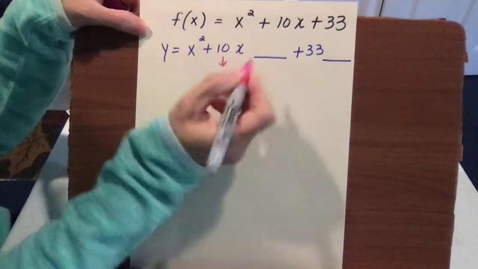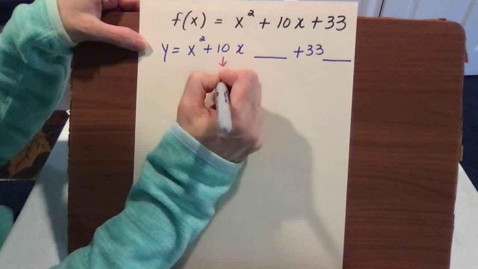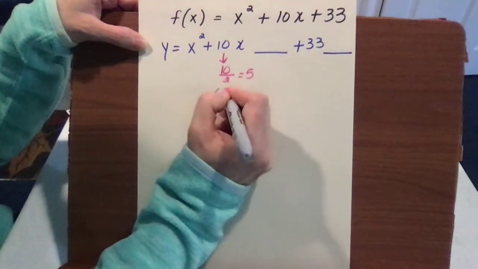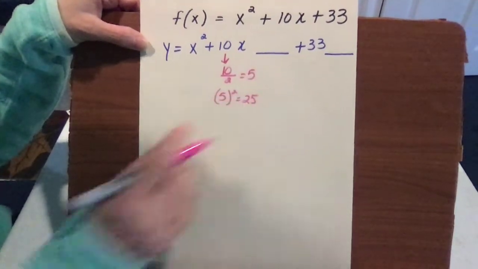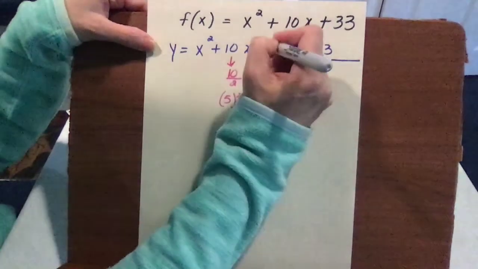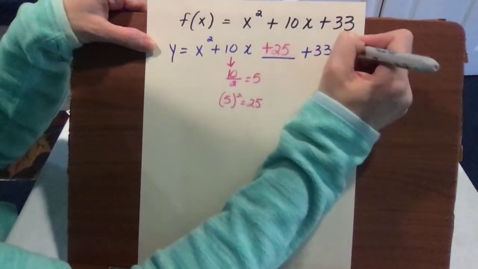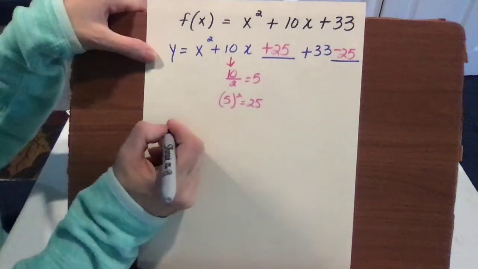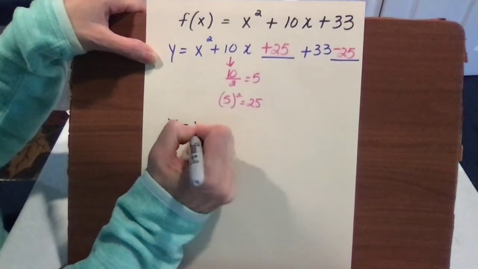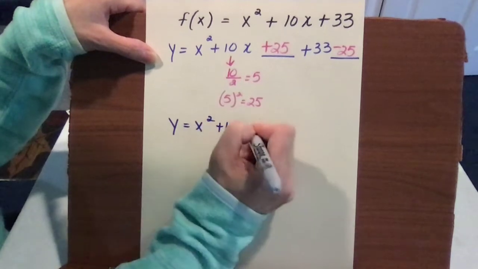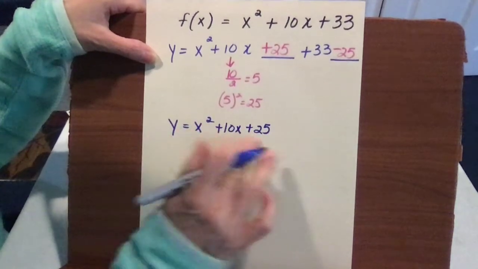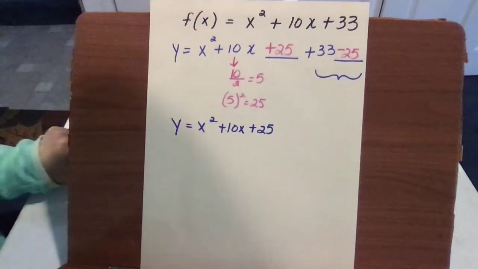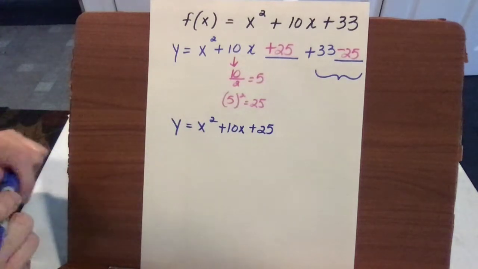We take 10 and we divide it by 2 equals 5. We take 5, we square it, we get 25. We're going to add 25 here, and we're going to subtract 25 after the 33. We're going to rewrite our equation so it's not so messy looking. So y equals x squared plus 10x plus 25. That's our trinomial from completing the square. And we're going to add 33 minus 25.